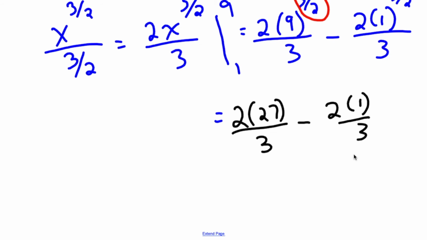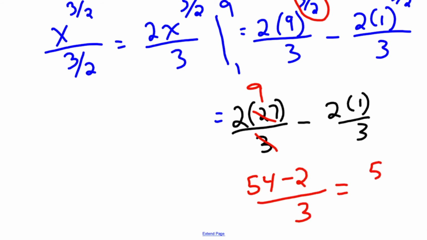Now, notice that they have a common denominator already, so don't be tempted to say, well, 3 goes into 27 9 times, so I have 18 minus 2/3. While that is correct, these are already written as a common denominator, so let's do 54 minus 2 over 3 to give us 52 over 3, which is the final correct answer that does not reduce.